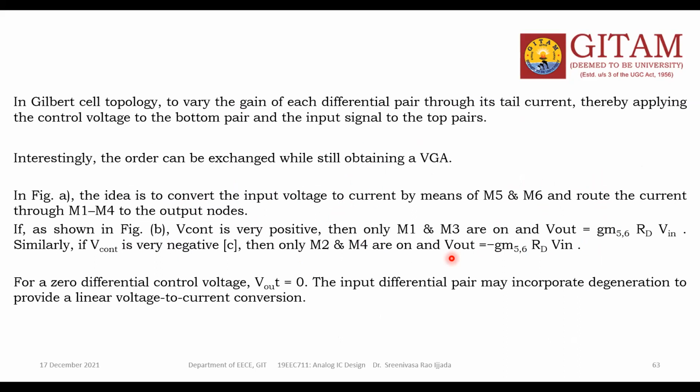This is picture B. Vcont is very positive: only M1 and M3 are on, and Vout is equal to gm of M5 and M6 times RD times the input voltage. Similarly, if Vcont is negative, then M2 and M4 are on, and M1 and M3 are off, and the gain is minus gm of M5 and M6 times RD times Vin. For zero differential control voltage, Vout is equal to 0. The input differential pair may incorporate degeneration to provide linear voltage to current conversion. Got my point?